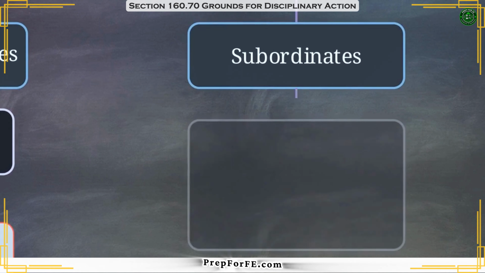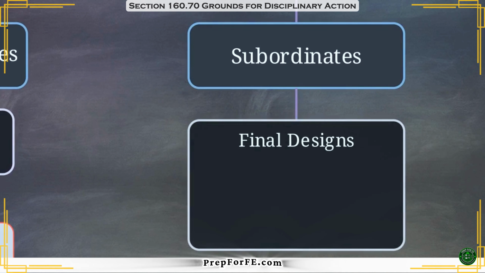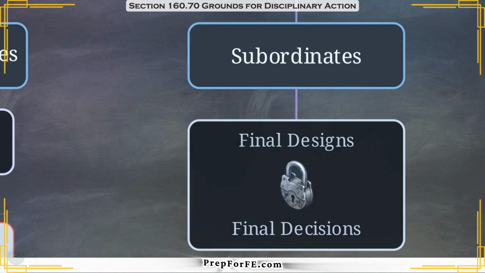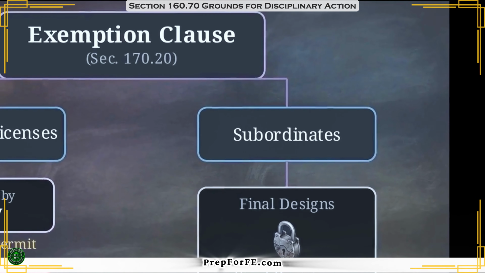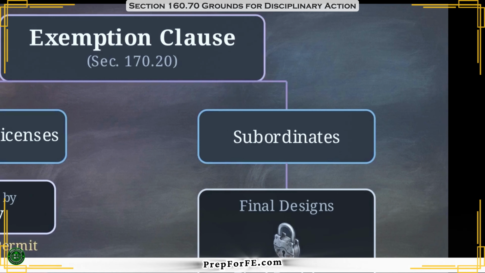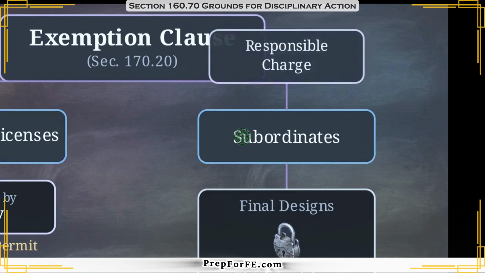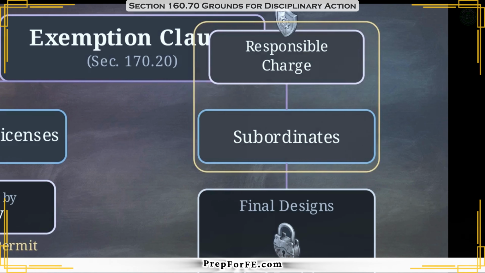The second pathway governs unlicensed employees and subordinates. Subordinates are legally barred from making any final engineering or surveying designs, and they cannot make final engineering decisions. Because they cannot finalize designs, their work is only lawful if it is subjected to continuous supervision. Specifically, the work must be done under the responsible charge of and explicitly verified by a licensed individual.